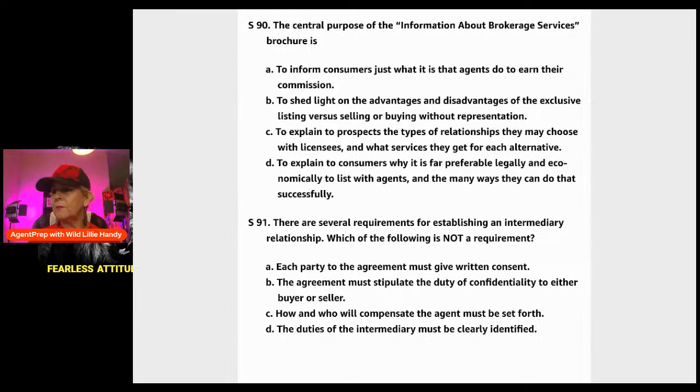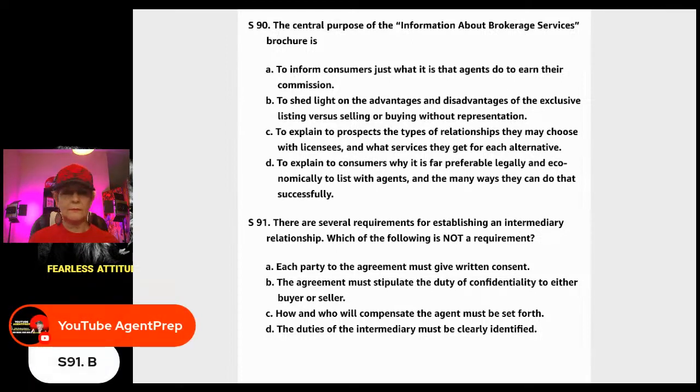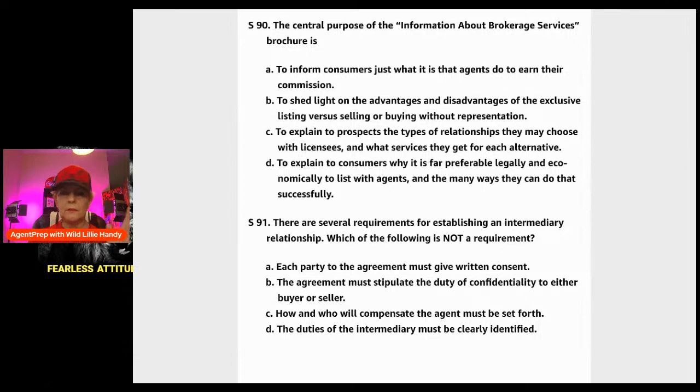No, okay, never mind. I typed it correctly. So that one is not a requirement, B, okay? Sorry. It says how and who will compensate the agent must be set forth. That is set forth in the listing agreement, okay?